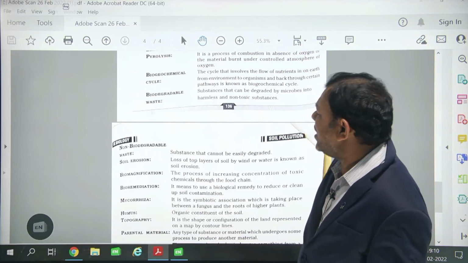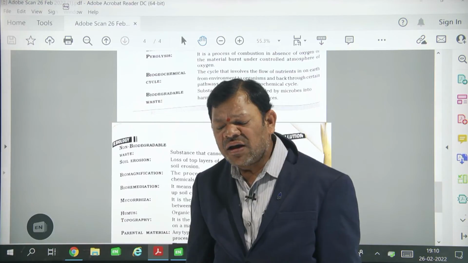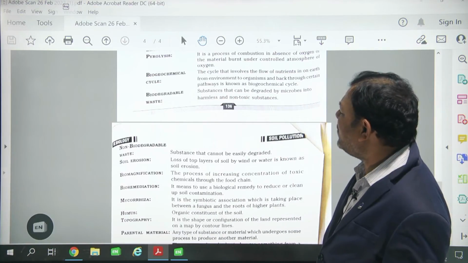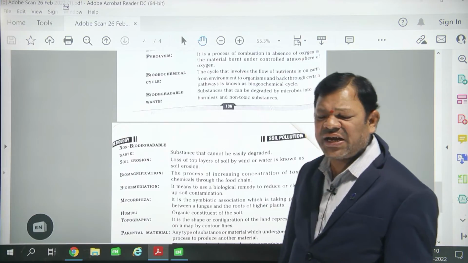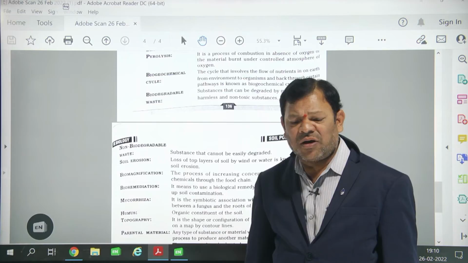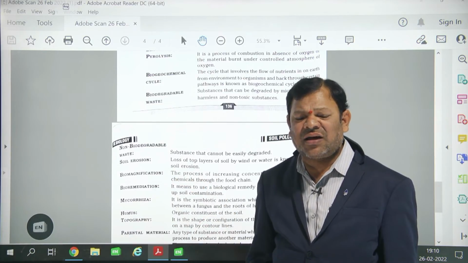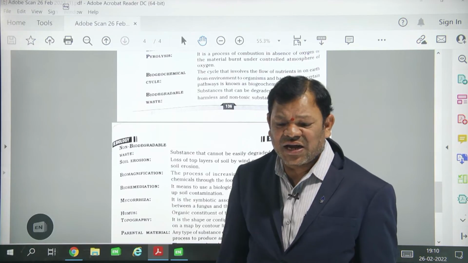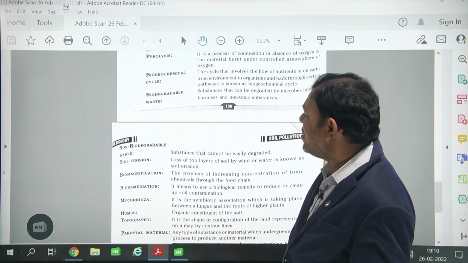Next, non-biodegradable waste. Substances that cannot be easily degraded. Polythene, paper, plastic, are they biodegradable in the soil? No. So that is known as non-biodegradable waste.